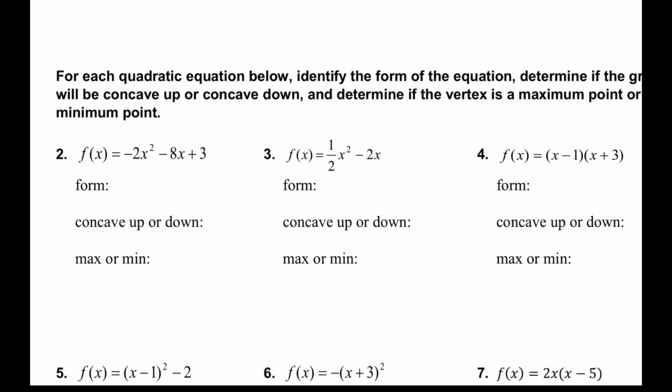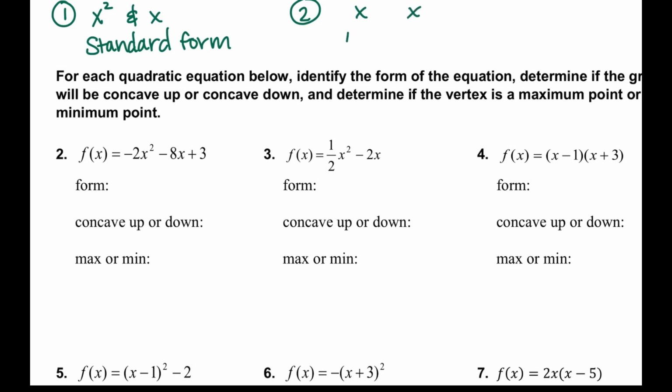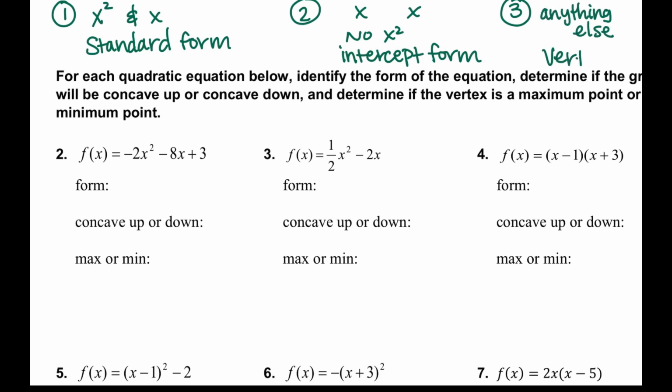Now, if we're trying to find what form the equation is in, we have to ask ourselves 3 questions. Number 1, is there an x squared and an x? If you see an x squared and an x, this is in standard form. Question number 2, is there an x and an x but no x squared? If there's an x and an x but no x squared, this is an intercept form. And then the third type is anything else is going to be in vertex form.